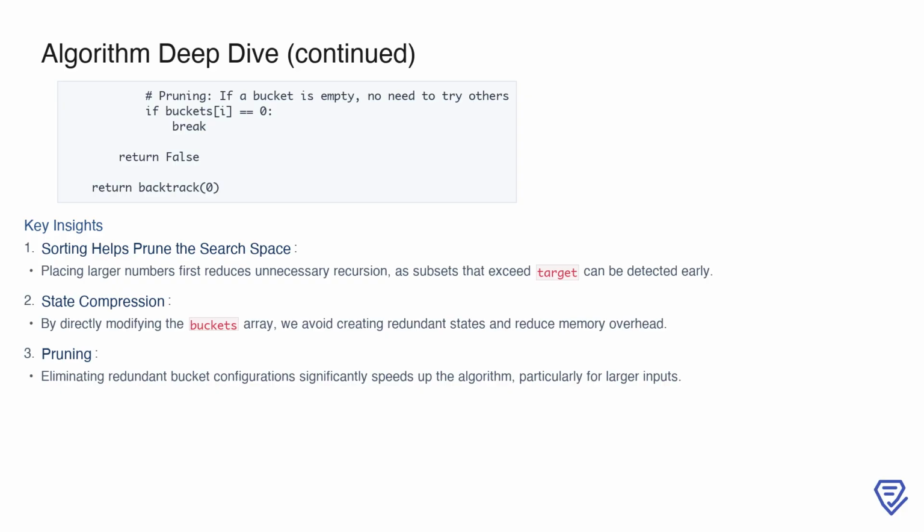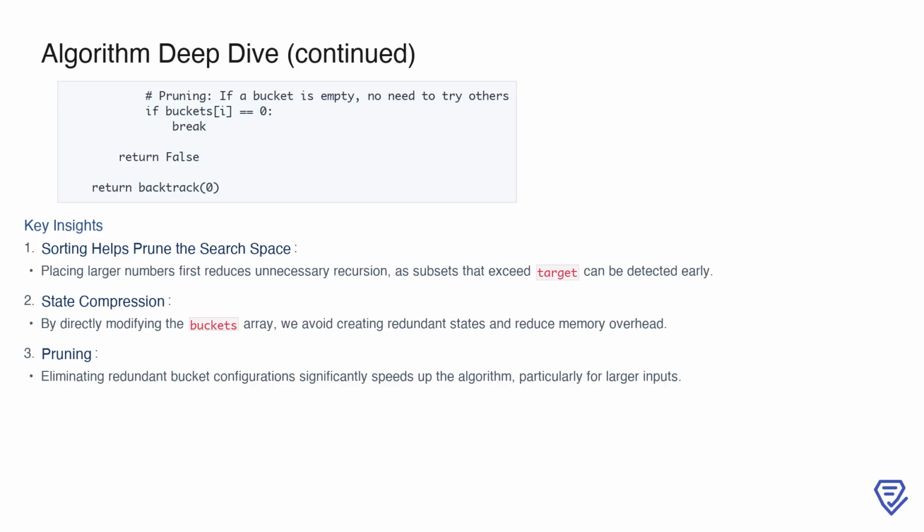For example, if a bucket remains empty after trying to place the current number, there's no need to attempt other buckets in this iteration, as the result would be the same. This ensures that unnecessary recursive calls are avoided. Finally, the backtrack function returns false if no valid configuration is found after exploring all options. By incorporating these pruning techniques alongside recursive exploration, the algorithm effectively manages the complexity of the problem.